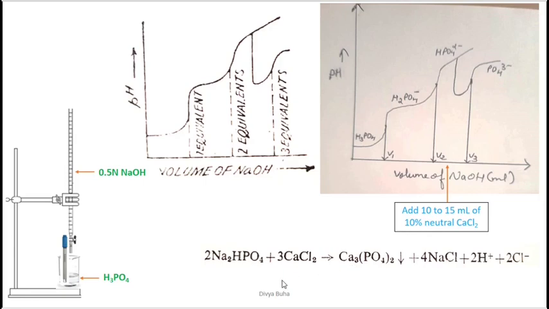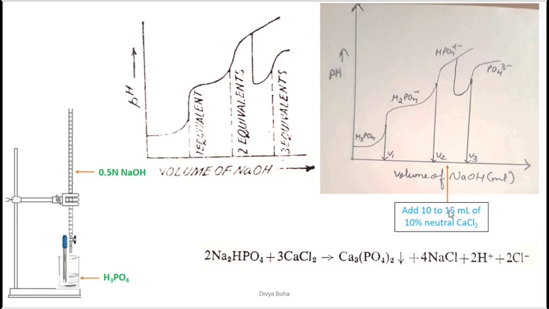So you can see that the last proton is being released by the addition of calcium chloride into the solution. Okay, and you can see that the HCl is being generated. So due to this release of H+ ions, the pH would decrease. Okay, it would suddenly drop.